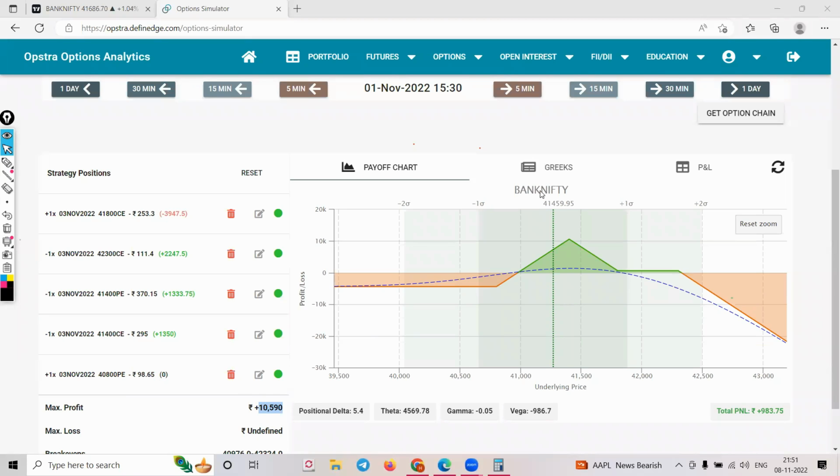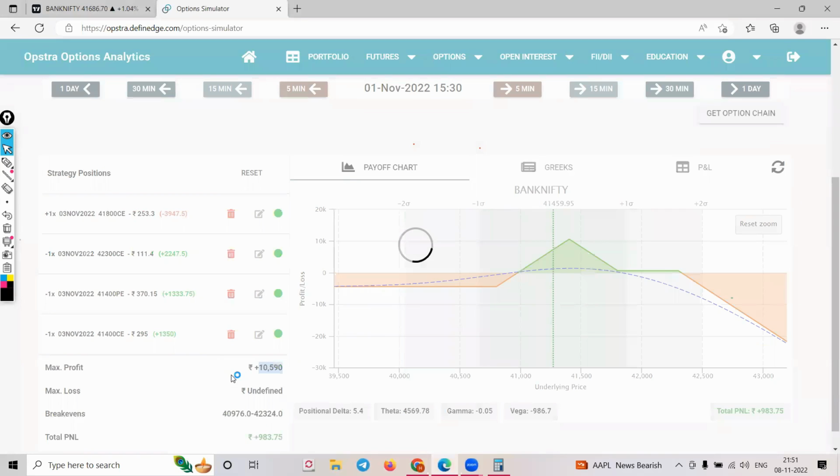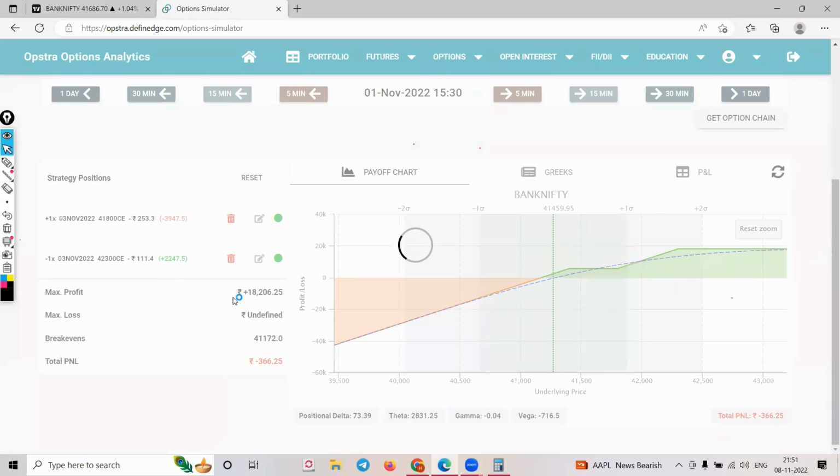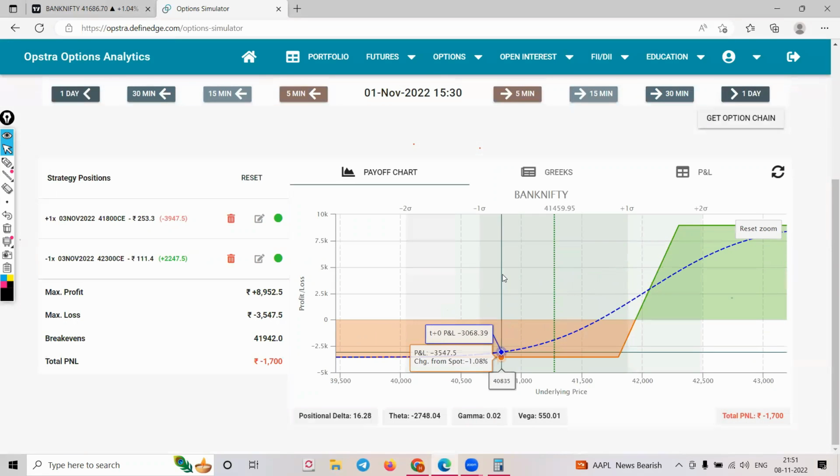First, what I have done is I sold 42,700 3 lot, but for contra, I have bought 43,000 at 5 rupees 5 lot.